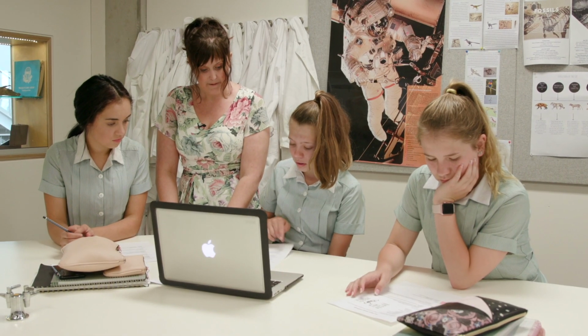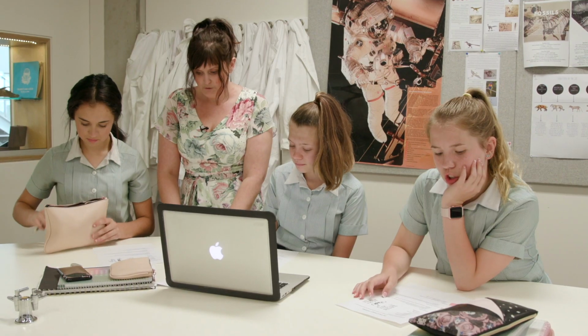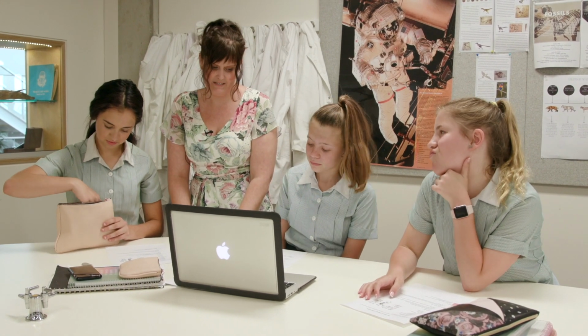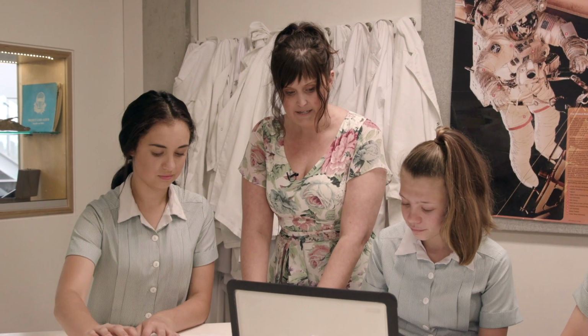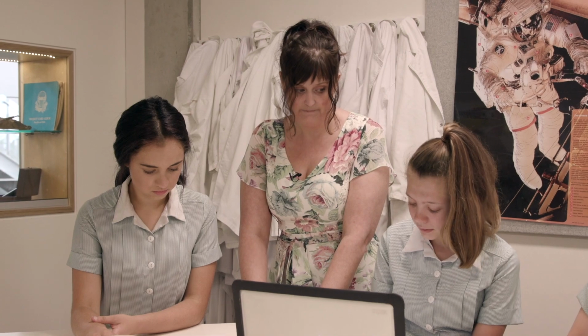Which system did you guys pick? So what are the 2 words that form a part of that, do you reckon? Muscle and skeleton. Oh, you guys are all over this. What I want you to do now is I want you to come up with a list of different types of words that you think you're going to research first.